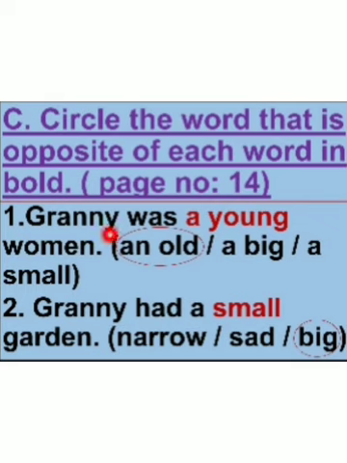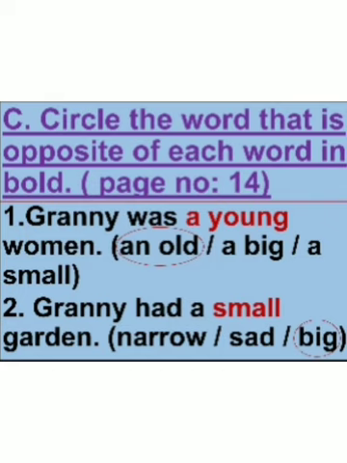Granny was a young woman. Now tell me, which is the adjective in this sentence? Is it granny? Is it was? Is it woman? Or is it young? Come on, tell me. Yes, you are right. It is young, isn't it?